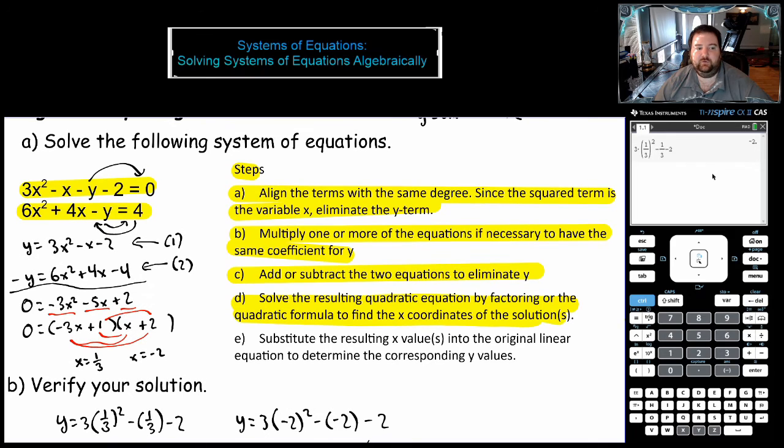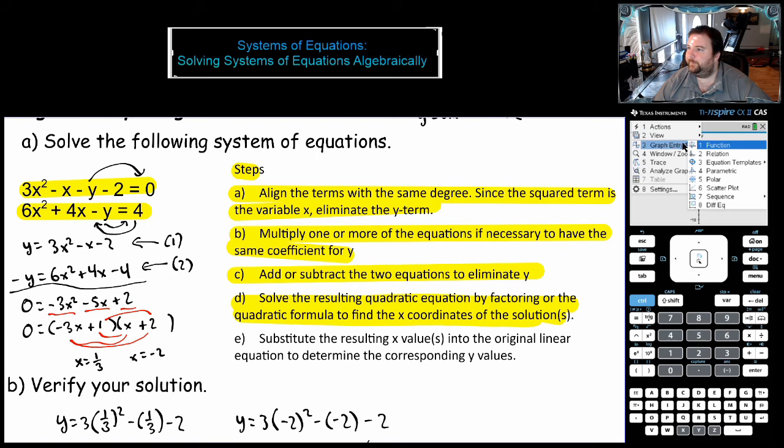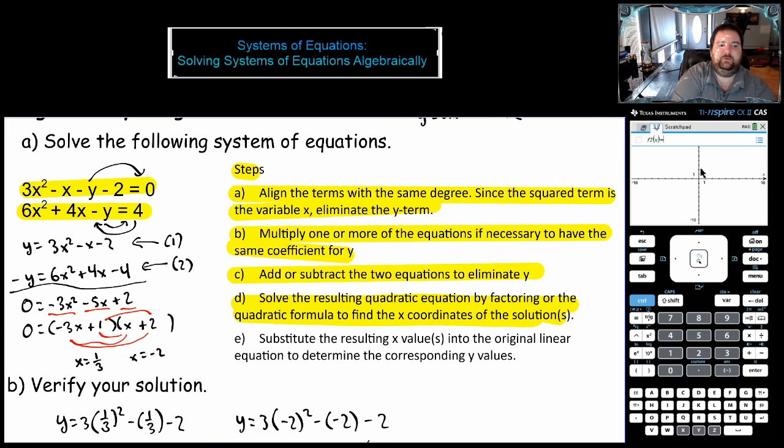Let's verify it graphically. It's just a little faster to verify graphically, especially with technology these days. So let's switch on over to our sketchpad and enter in our functions. Our first function is 3x squared minus x minus 2. There we go. Our second function is 6x squared plus 4x minus 4. There we go.